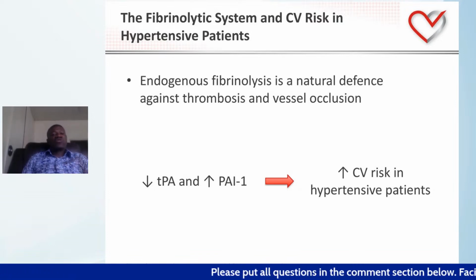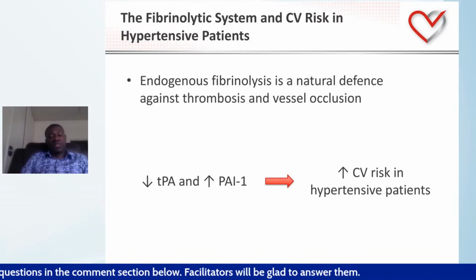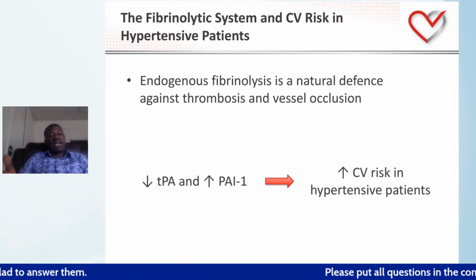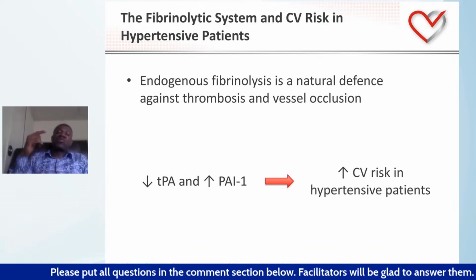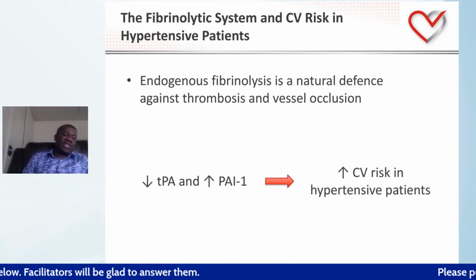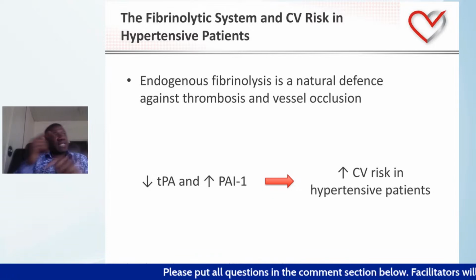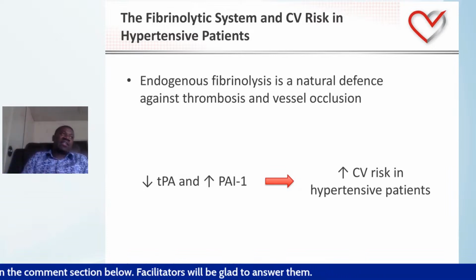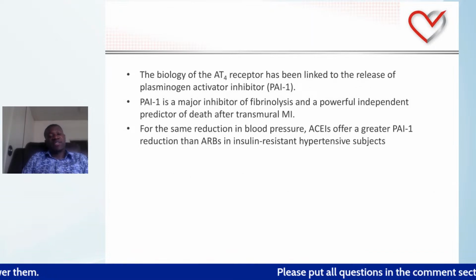So we are saying that endogenously, fibrinolysis is a natural defense, like I said, to break down thrombosis so that we don't get vessel occlusion. And the two things that keep this balance are tissue plasminogen activator and plasminogen activator inhibitor. The plasminogen activator inhibitor, when it's activated, leads to the formation of more clots. And tissue plasminogen activator, which is even used in the ICU to thrombolize, actually break down clots. So when the balance tips in favor of the plasminogen activator inhibitor, people develop a lot of cardiovascular risk. On the other hand, if you have more tissue plasminogen activator, then you get thrombolysis happening and vessels become patent.